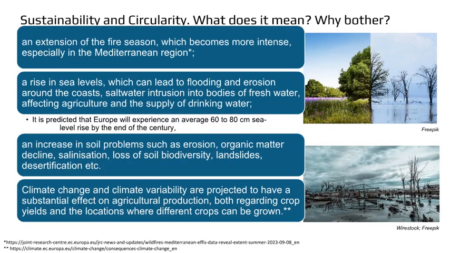Intensified fire seasons. The world is seeing not only longer fire seasons but also increased intensity. The Mediterranean is experiencing particular problems with fire seasons. Sea level rise. Predictions suggest an average rise of 60 to 80 centimeters in European sea levels by the century's end, posing risks of flooding, erosion, and threats to available freshwater.